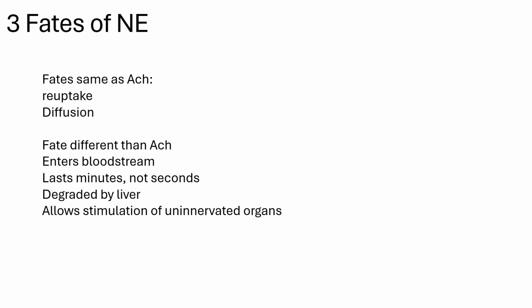When norepinephrine is released into a synapse between the adrenergic postganglionic neuron and its target organ, there are three fates of norepinephrine after it excites or inhibits its target organ. Just like any neurotransmitter, the presynaptic neuron can reuptake the norepinephrine and load it back into vesicles for release at another time. Norepinephrine can also wander or diffuse away from the synapse. In that case, it's most likely going to get broken down by an enzyme. But with norepinephrine, there's a third option.